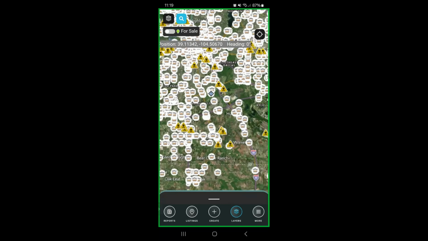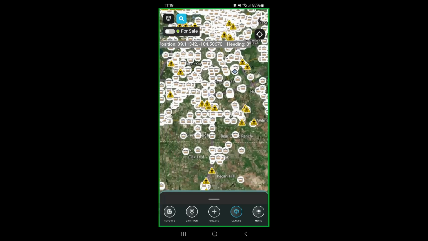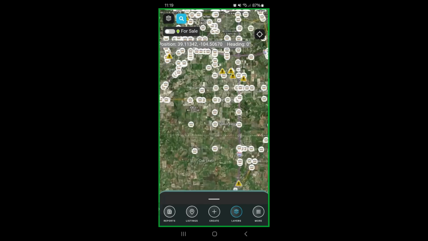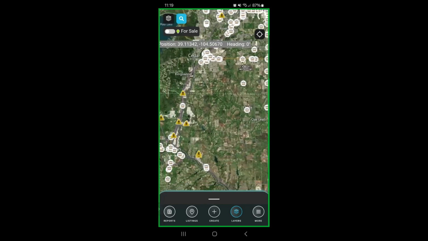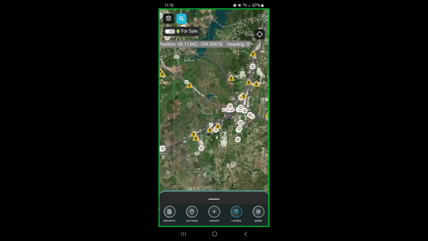Some of you might be looking at this and saying, well, I live clear outside of a metro area. I don't have anything to worry about. That's not necessarily true. We are just south of Dallas here in not a very rural area, and you can see there are contamination sites all over the place.